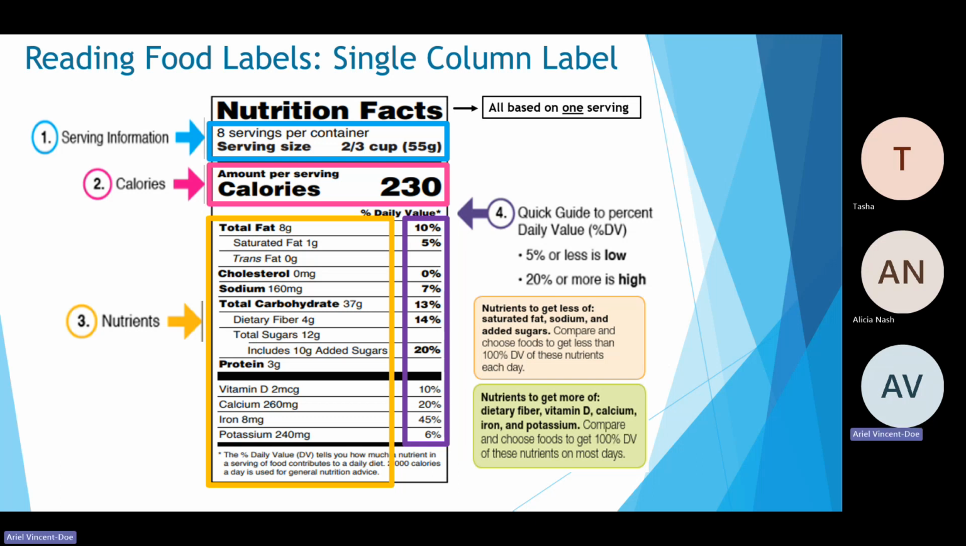Now let's look at the nutrients you want to get more of. For this one, let's look at iron. Iron is 8 milligrams, so 45%, and that's much higher than the 20%. So you can see that this food item has a lot of iron in it. That's good. If you look at calcium, the calcium is 20%. So that's high as well.